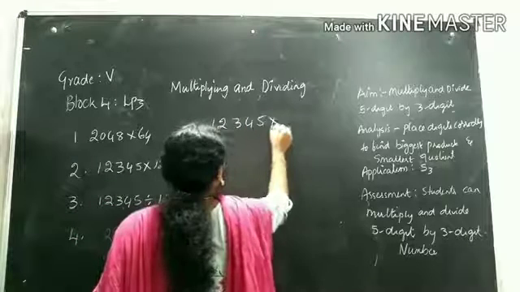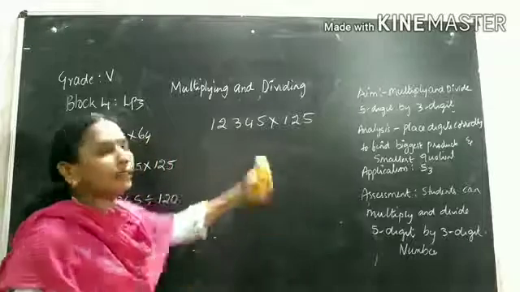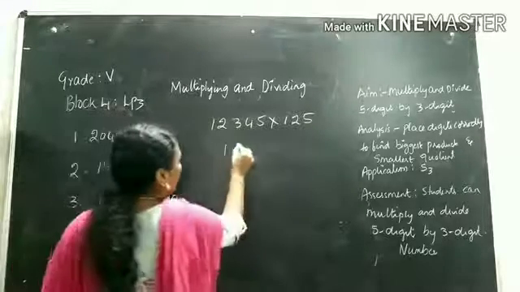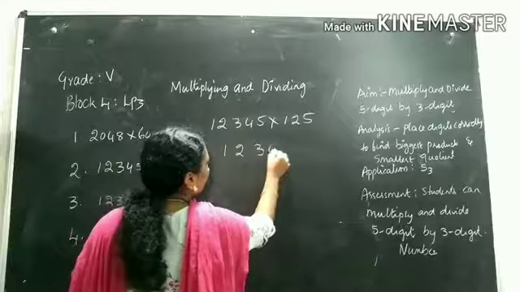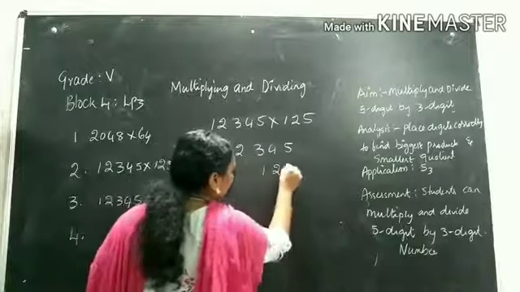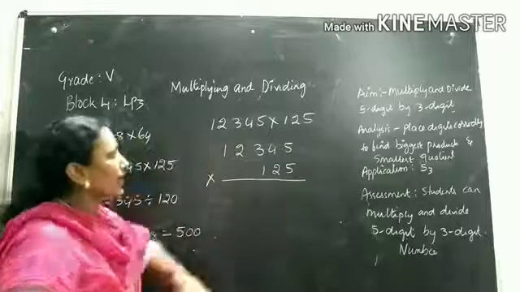12,345 into 125. I took a 5-digit number and a 3-digit number. Now I am going to multiply. We will see. 12,345 into 125. See, last from last three.